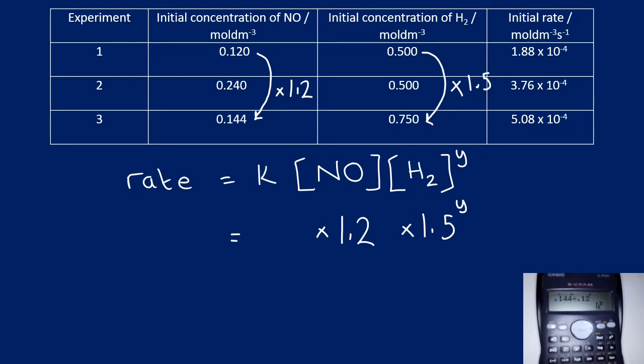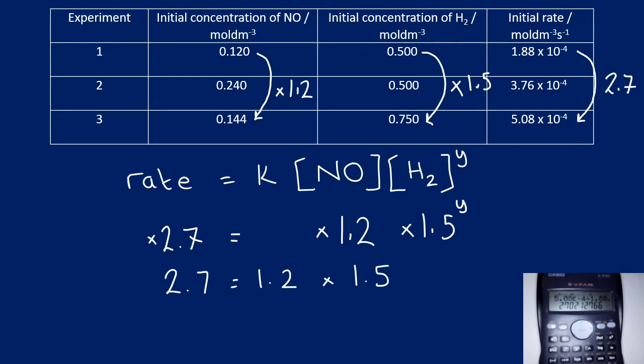What happens to the rate? Well, it goes from 1.88 times 10 to the minus 4 to 5.08 times 10 to the minus 4. So I'm putting in my calculator 5.08 times 10 to the minus 4 divided by 1.88 times 10 to the minus 4. And that's telling me it goes up by a factor of 2.7. So this is much more complicated than the previous example. So what we have now is 2.7 is equal to 1.2 times by 1.5 to the y.